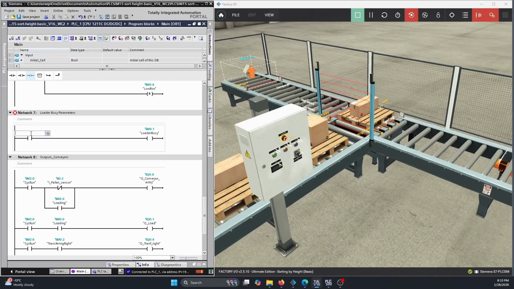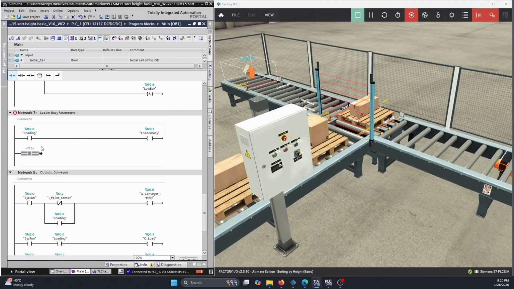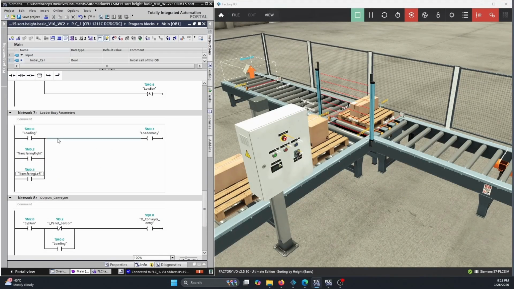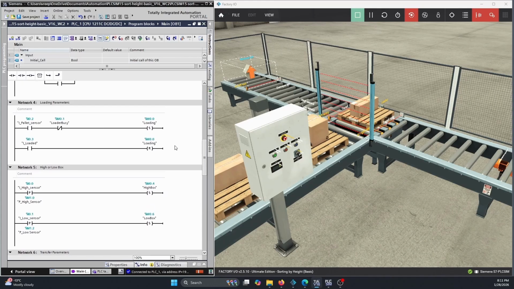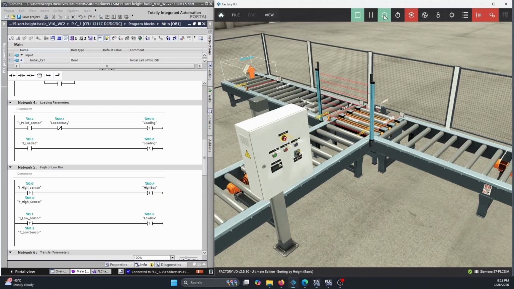Okay, so one thing is if it's loading, then the loader is busy. And if we are transferring left or right, the loader is also busy. Beautiful. So if it's loading, transferring right or left, then the loader is going to be busy. And if we scroll up here, that will make this untrue, which will stop us from having it loading. Okay, looks good. Let's download those changes now and see how that affects our simulation.